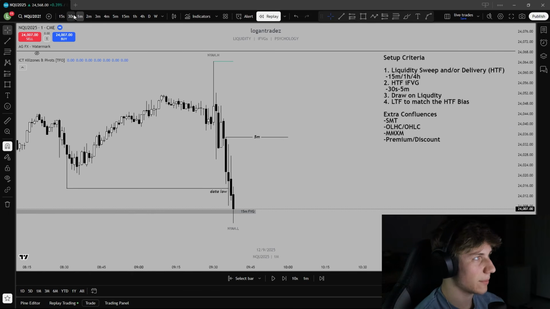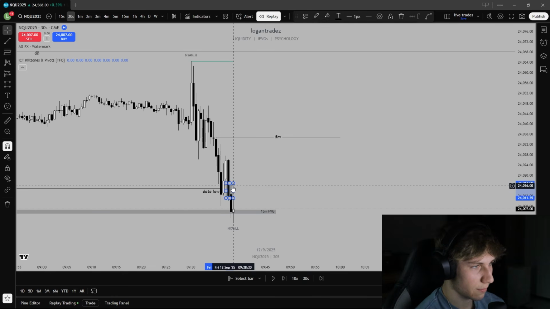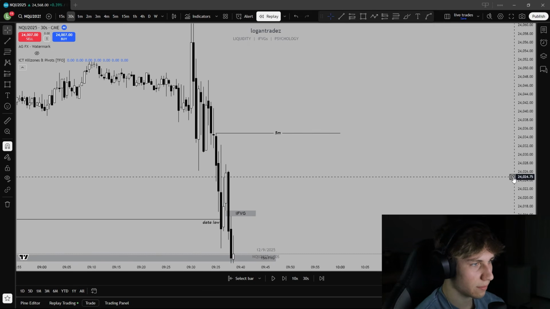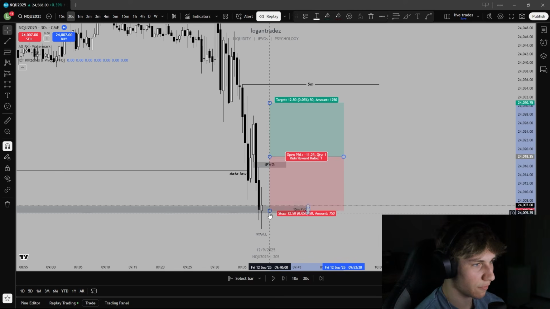And we don't have any gaps, right? We checked all the other gaps, but we do have a 30-second here. And something I like about this 30-second is we actually formed a manipulation leg with it. So let me pull this out, right? This 30-second, you can see this would be our iFVG. If we close above it, we could look for this.